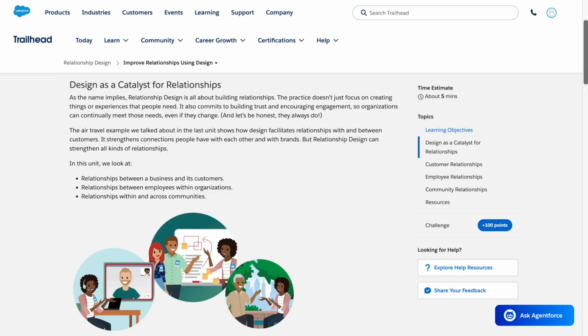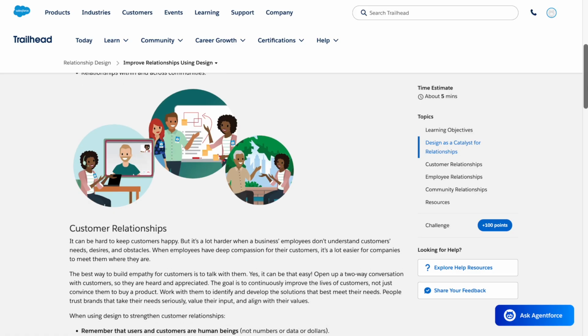The air travel example we talked about in the last unit shows how design facilitates relationships with and between customers. It strengthens connections people have with each other and with brands. But relationship design can strengthen all kinds of relationships. In this unit, we look at relationships between a business and its customers, relationships between employees within organizations, relationships within and across communities.